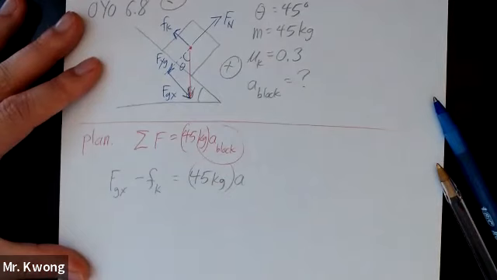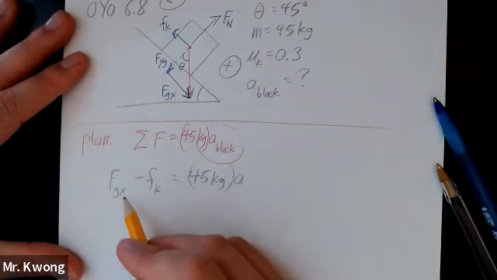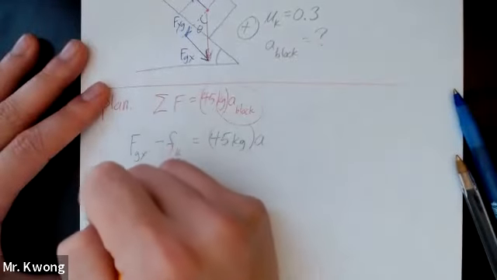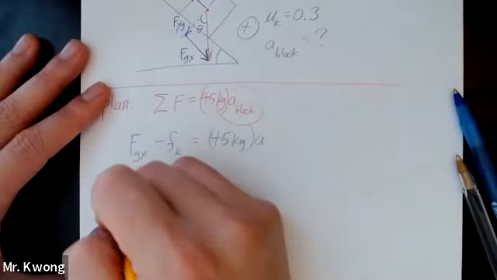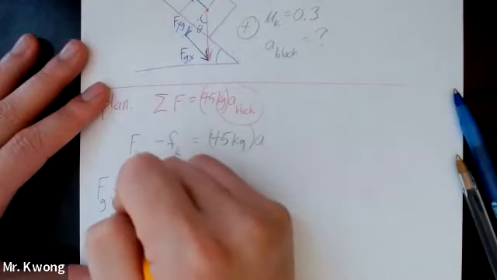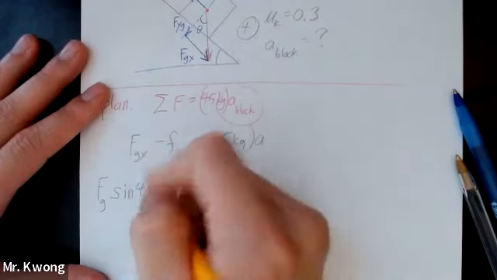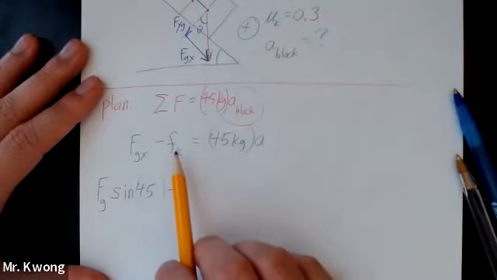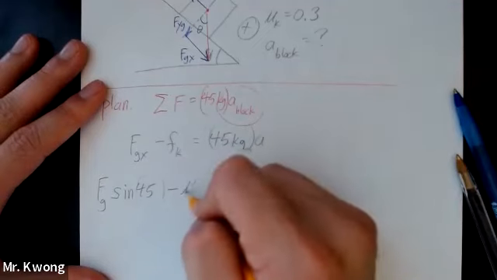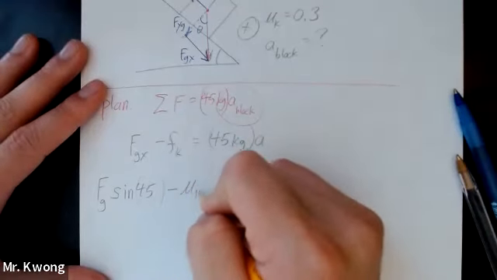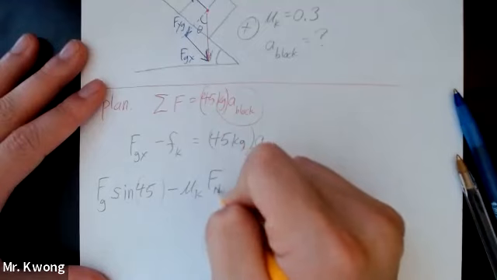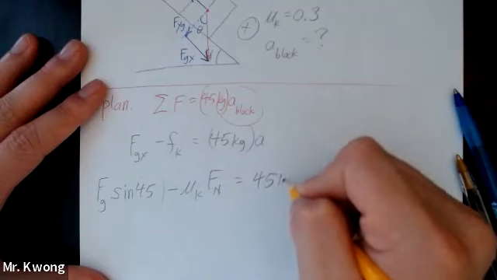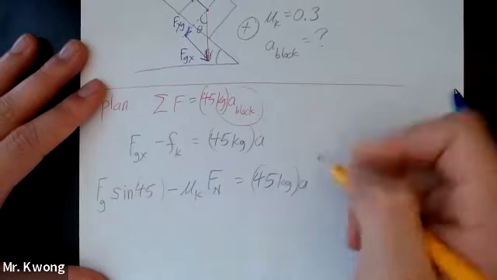Now, for the force of gravity in the X direction, we know that this is equal to the force of gravity times sine of 45. And then for the kinetic friction force, we know that this is the coefficient of kinetic friction times the normal force. And you have this 45 kilograms times the acceleration.